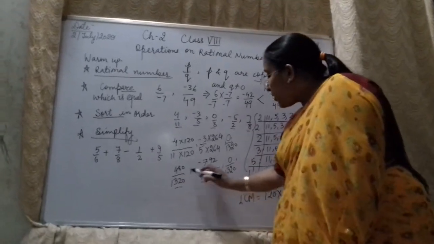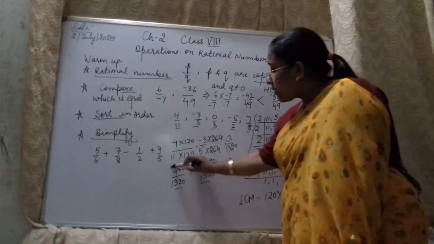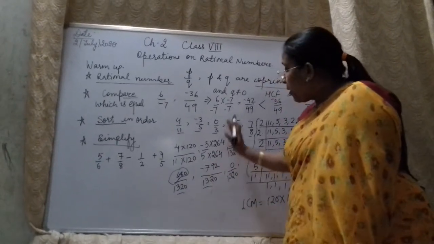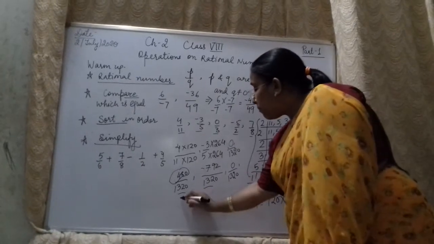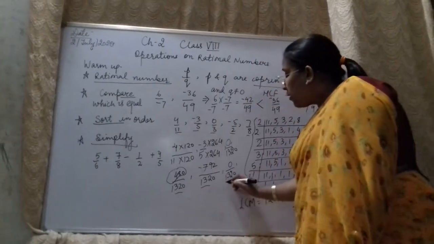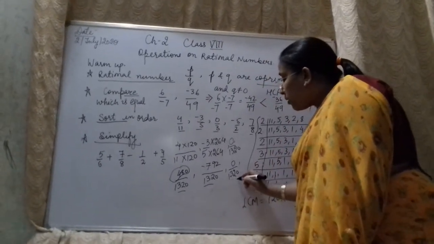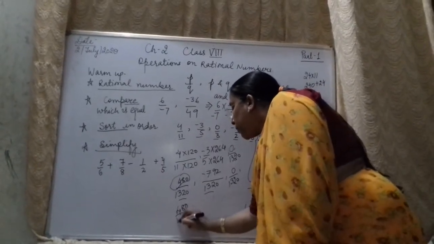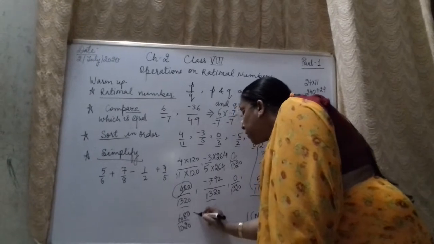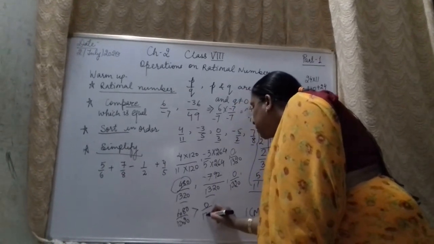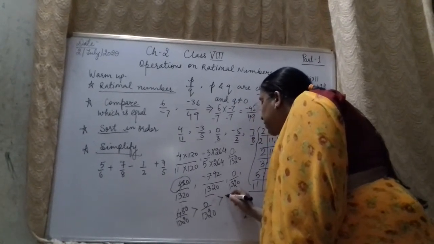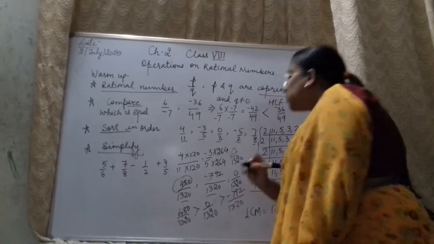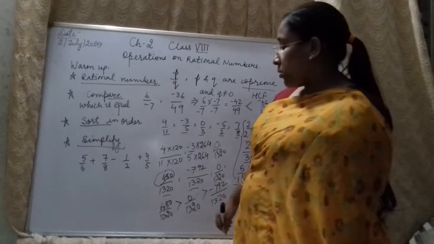So, which is the biggest number over here? This 480. I am comparing only the three terms. This is the biggest one. Then 0 upon 1320 is there. So, we can write 480 upon 1320 is greater than 0 upon 1320 is greater than minus 792 upon 1320. So this is how we can do sorting also.